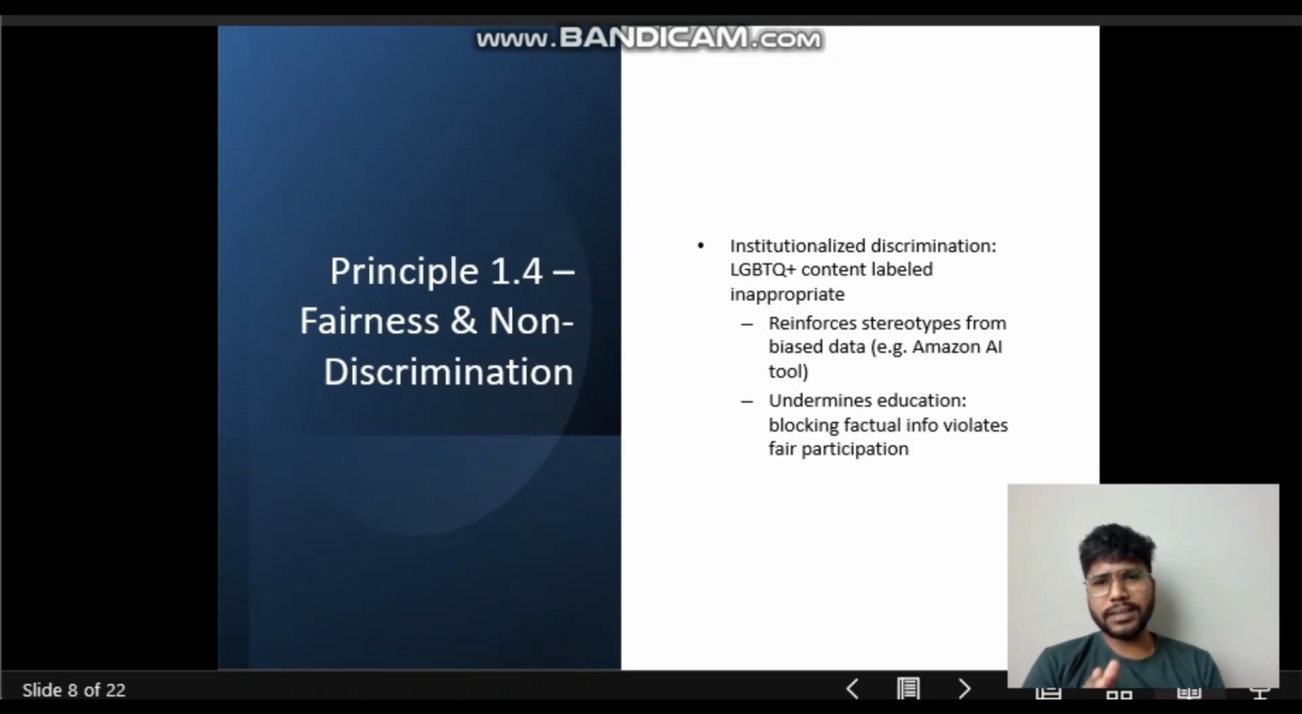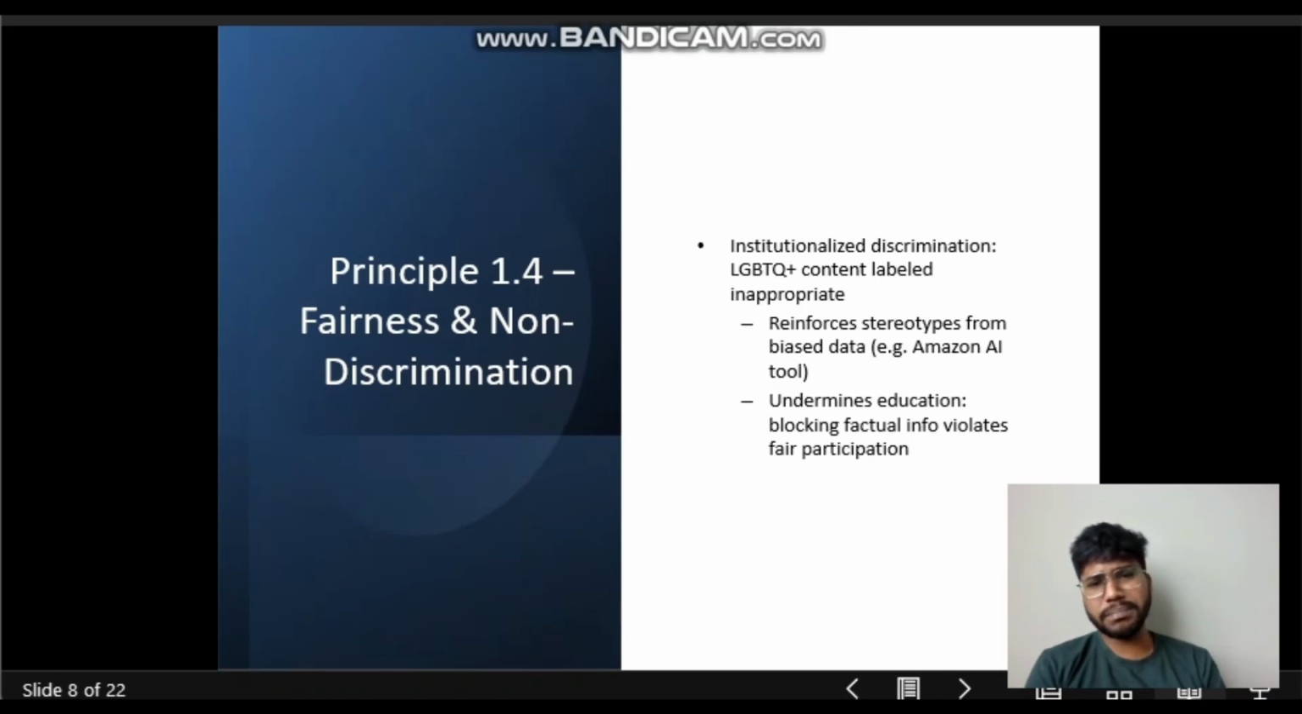This mirrors Facebook's 2021 scandal, one of the biggest scandals of all time, where its AI labeled a post with words like lesbian as sexual solicitation. Such systemic bias silences marginalized voices and entrenches inequality, right?